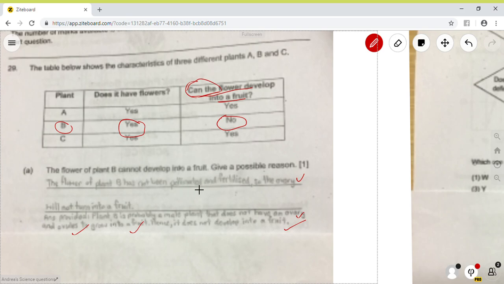So your answer is why it didn't develop into a fruit. If the question was why didn't the flower develop into a fruit, then your answer would be possible. It's a possible reason. But this is, it cannot develop into a fruit. It's a very slight difference. Permanently cannot. No matter what it does, it will not develop into a fruit. Okay, next one.